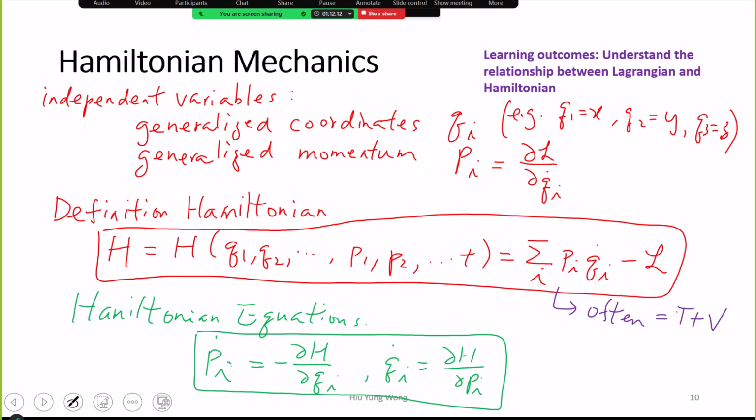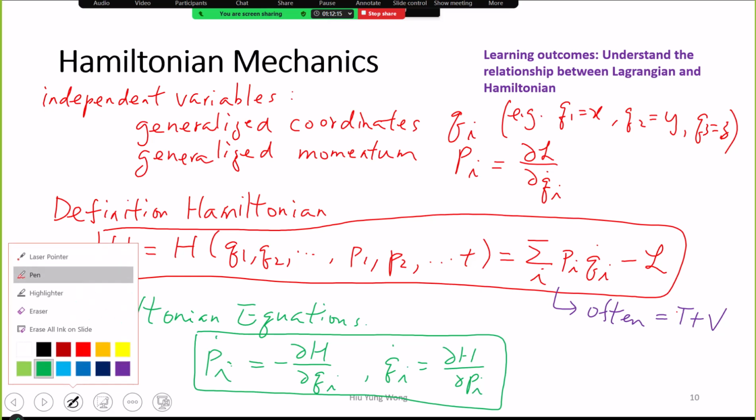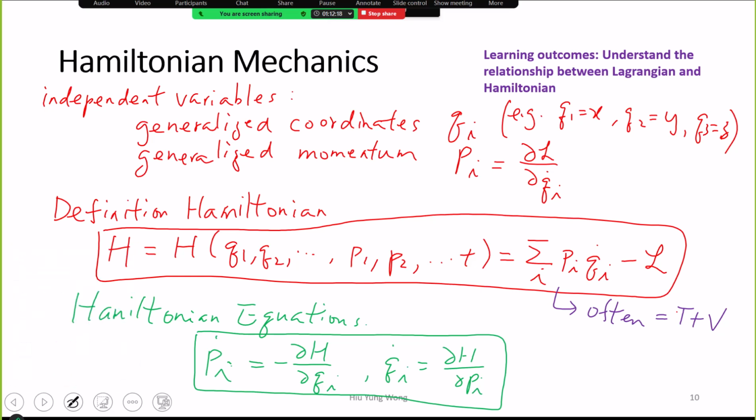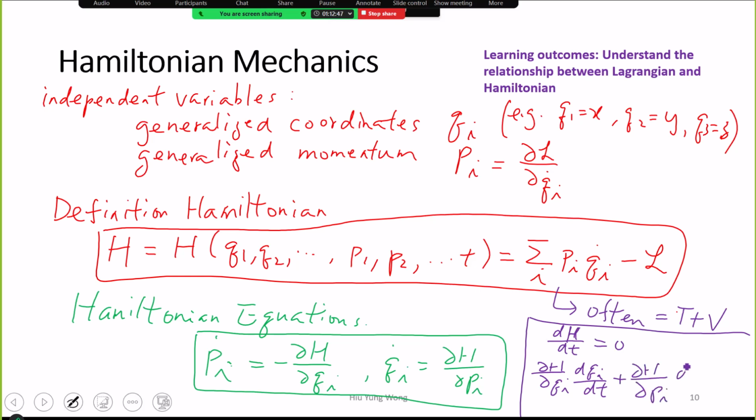dH/dt equals 0, right, if the energy is conserved. And this becomes partial H partial qi times dqi/dt plus partial H partial pi times dpi/dt equals 0. I'm not going to test this, but for those who are interested, I think I'm right, though I forgot. But if the energy is conserved, dH/dt equals 0.